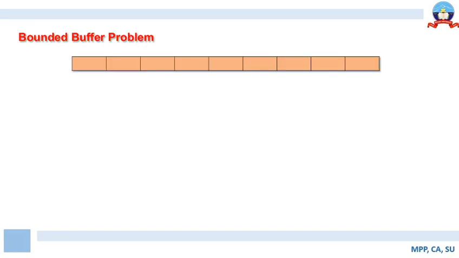In today's class, we will discuss a very important problem in synchronization that is called the bounded buffer problem. The bounded buffer problem has a buffer of a definite size. So here I have a buffer of size n. This buffer is supposed to hold items during transactions between different peers.